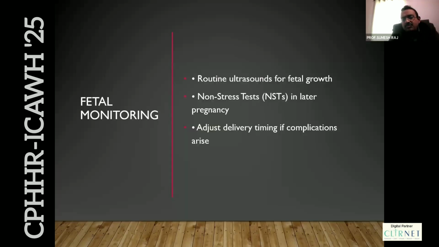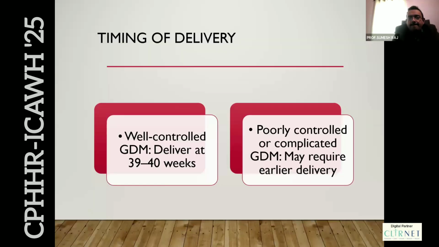Now, fetal monitoring has to be more frequent than the routine monitoring in a pregnant lady, because the fetal growth has to be assessed, any malformation has to be assessed, the non-stress tests have to be performed in later pregnancy, and you may need to adjust the delivery time if complications arise. In well-controlled gestational diabetes, the timing of delivery is like any other pregnant lady, that is between 38 and 40 weeks. Poorly controlled diabetes or complicated GDM may require an early delivery.